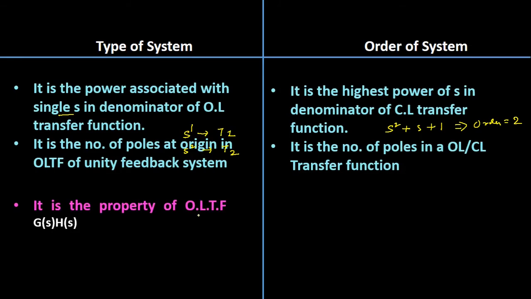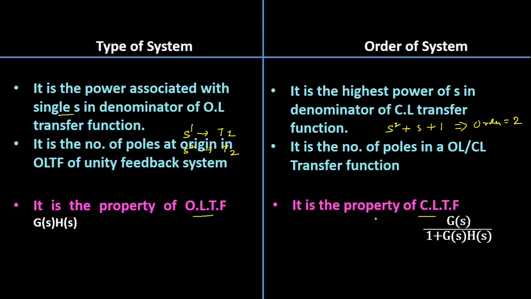Type of the system is the property of the open loop transfer function G(s)H(s). Order of the system is the property of the closed loop transfer function G(s)/(1+G(s)H(s)). Okay.